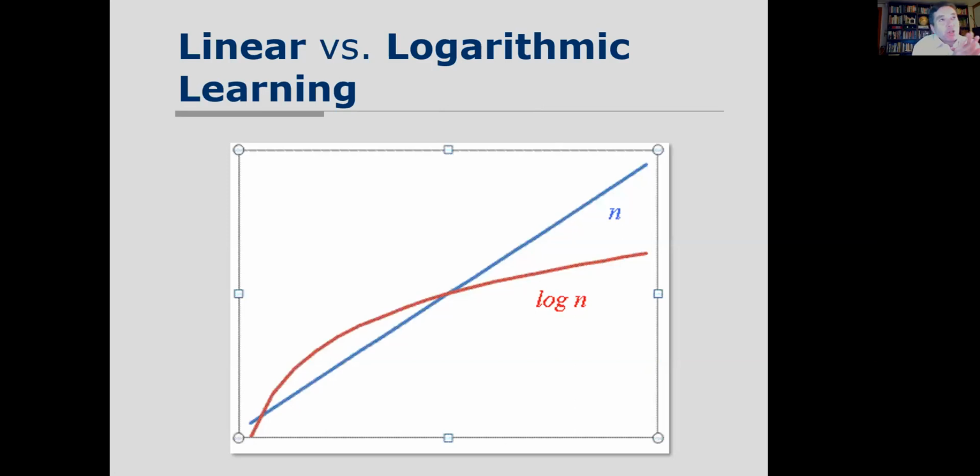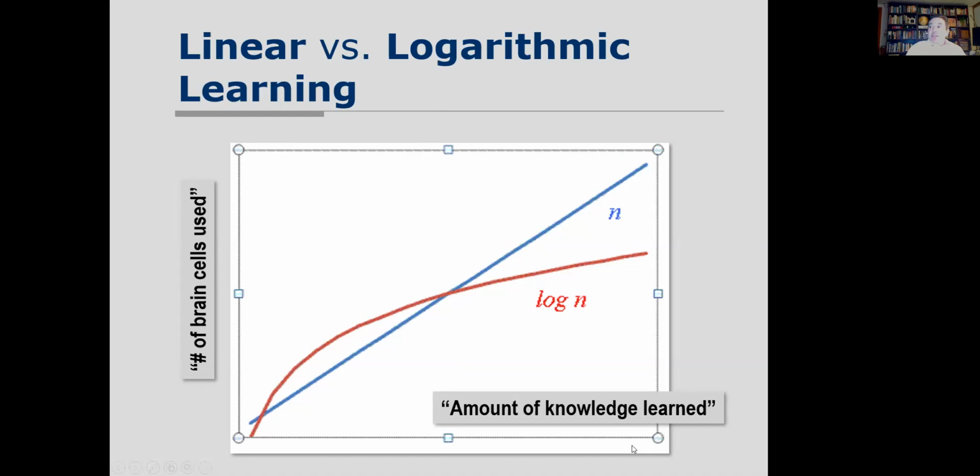So here's a technique that I want to share with you about learning. I call it linear versus logarithmic learning. And this is a graph of, let's say, the number of brain cells used. I put it in quotes. This is a very conceptual idea. You could also say number of synapses made. So on the vertical axis is the number of brain cells used. The horizontal axis is the amount of knowledge learned. And there are two ways to learn. One is linear learning. So if you learn twice as much information, you need twice as many neurons, right? Or twice as many synapses.